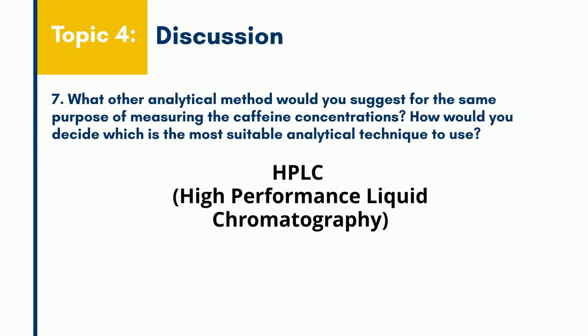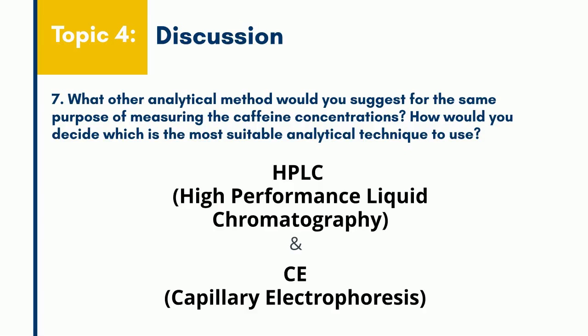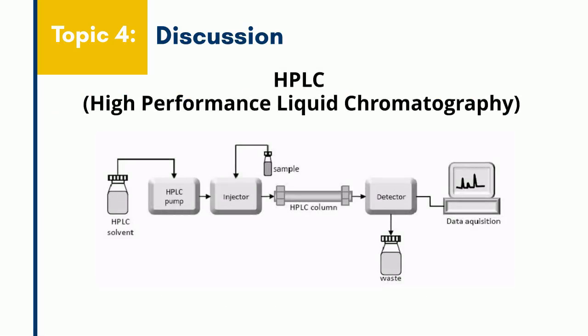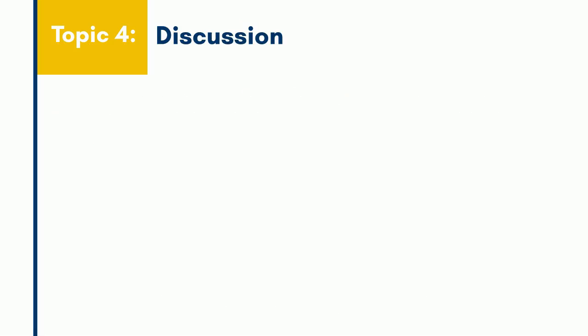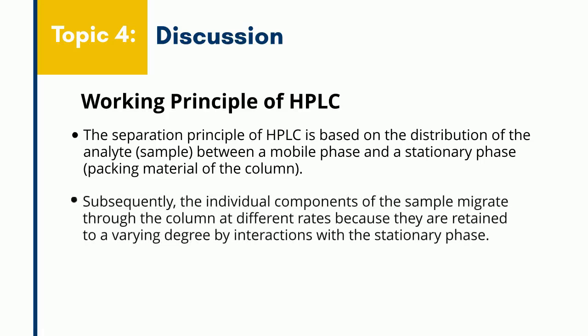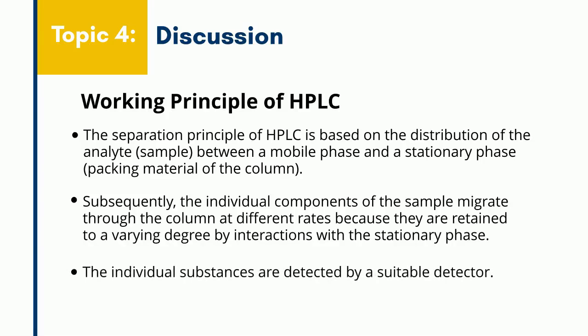I would suggest HPLC and CE. Here is a basic instrumentation setup for HPLC. HPLC is simply a separation technique that is based on the distribution of analyte between a mobile phase and a stationary phase. Subsequently, the individual components of the sample migrate through the column at different rates because they are retained to a varying degree by interactions with the stationary phase. The substances are then detected by a suitable detector.